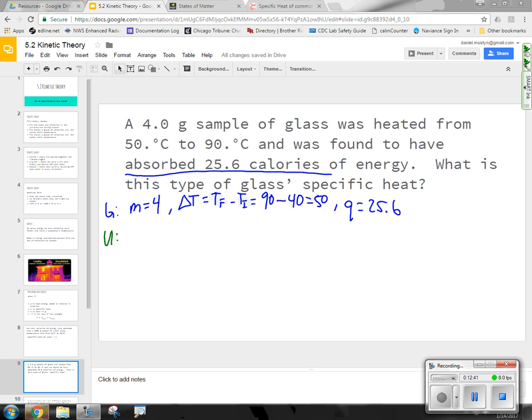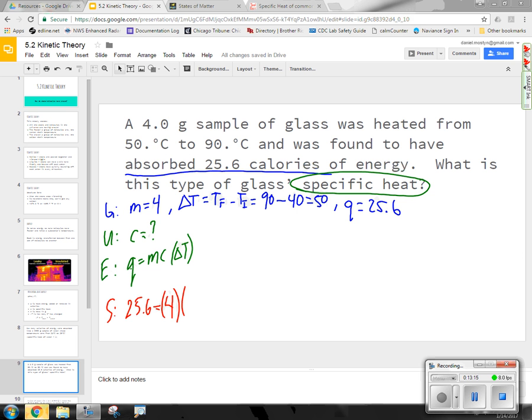Next step is the unknown. We're looking for the specific heat. And if we can find the specific heat, we can find what type of glass it is. So specific heat is C. The equation is Q is equal to MC times delta T. Let's put in what we know. Q is equal to 25.6. M is equal to 4. C we don't know, so I'll leave that for a second. Delta T is 50, and there's C right there.